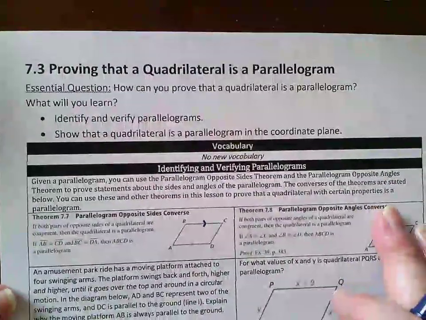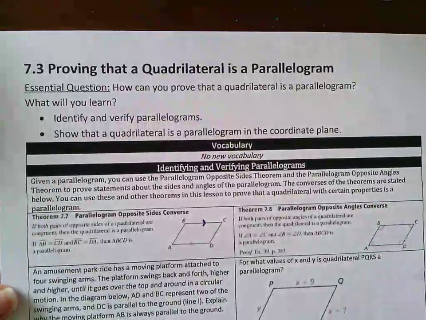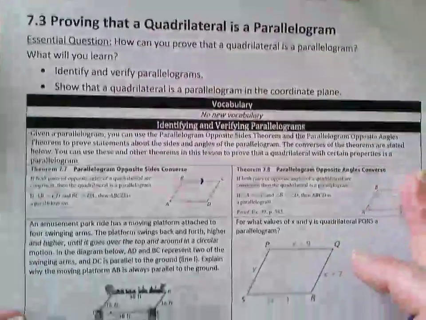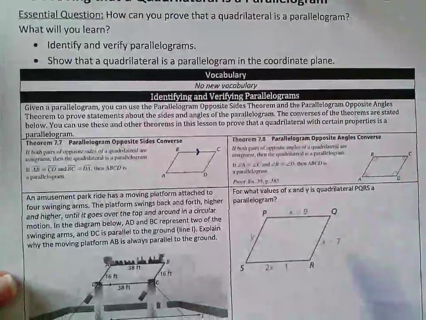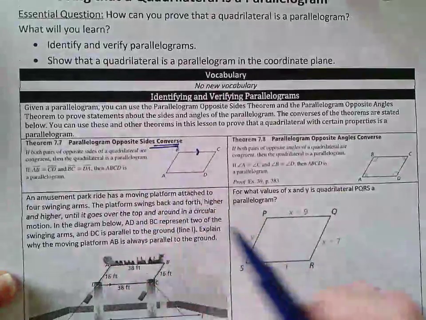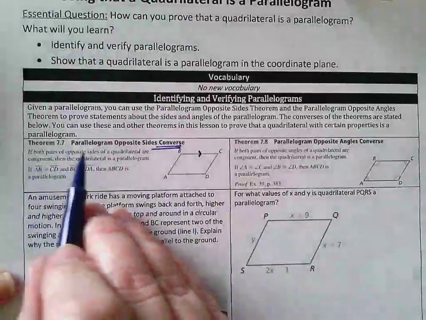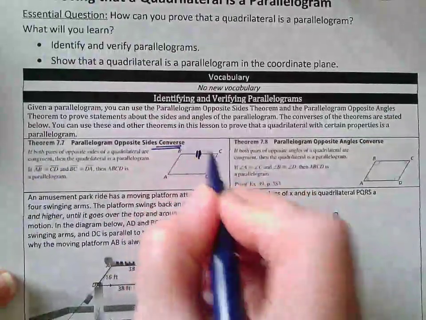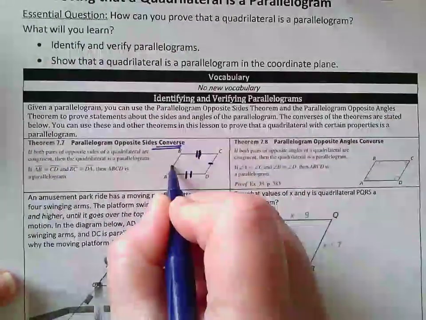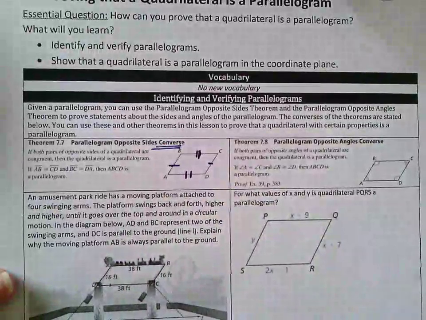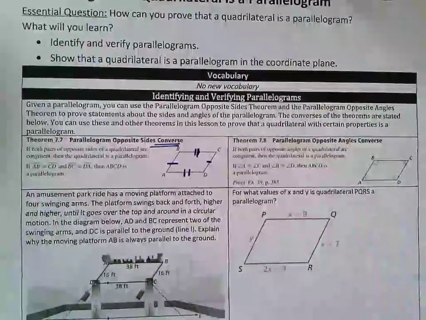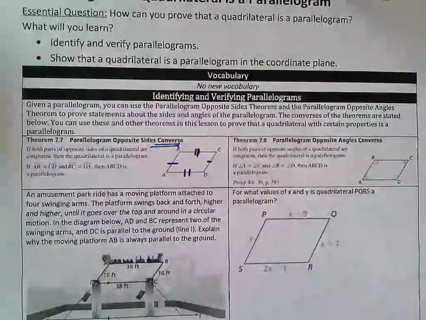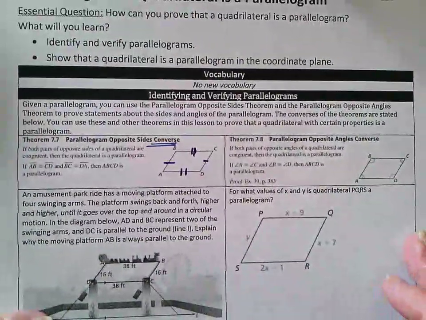So we are going to prove today that a quadrilateral is a parallelogram, so it's kind of the opposite of what we were doing before. One thing that we need to do is what's called the converse, which means basically opposite. So if both pairs of opposite sides of a quadrilateral are congruent, then that figure is a parallelogram. You can't say it's a parallelogram unless you know something that makes it a parallelogram, or a parallelogram property.